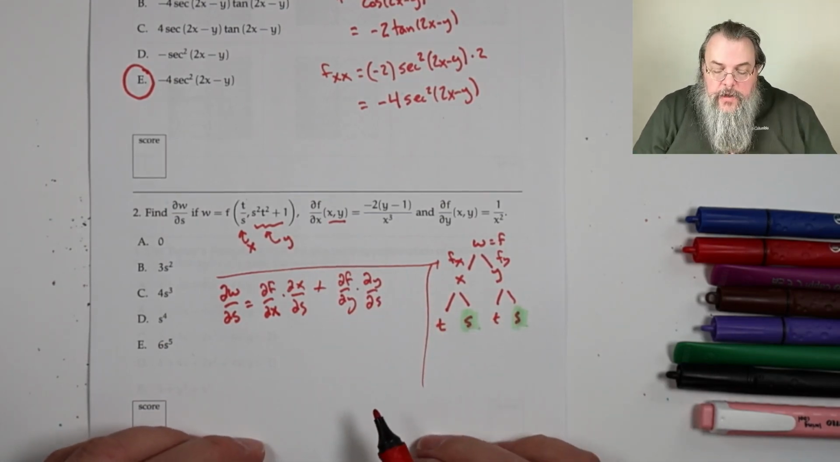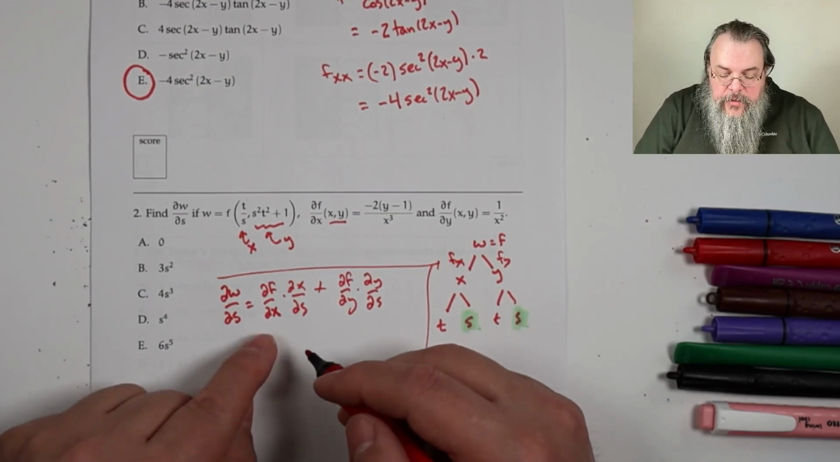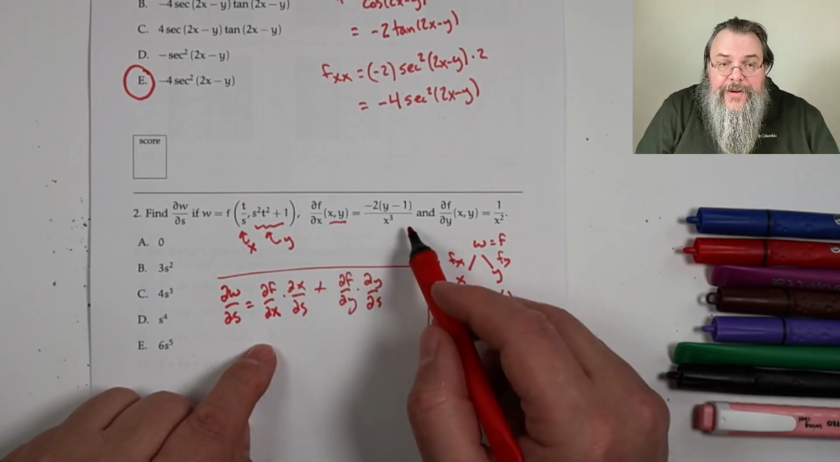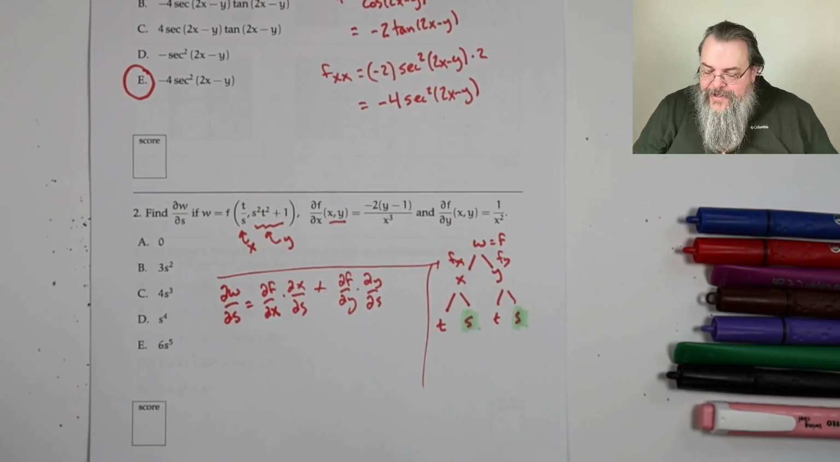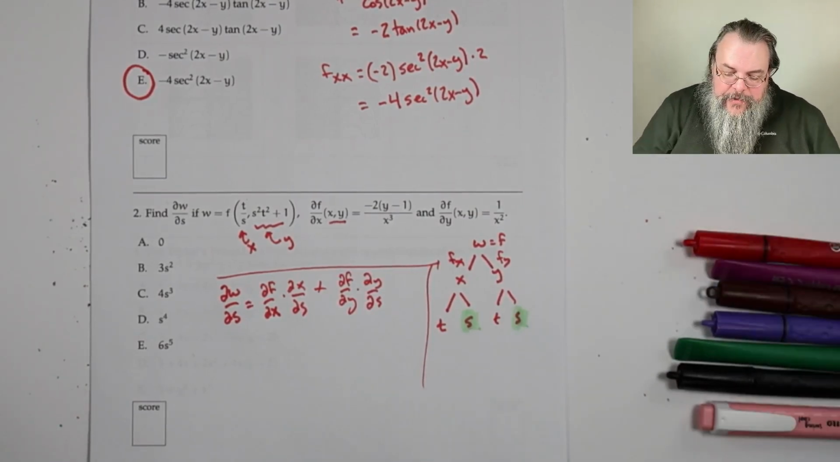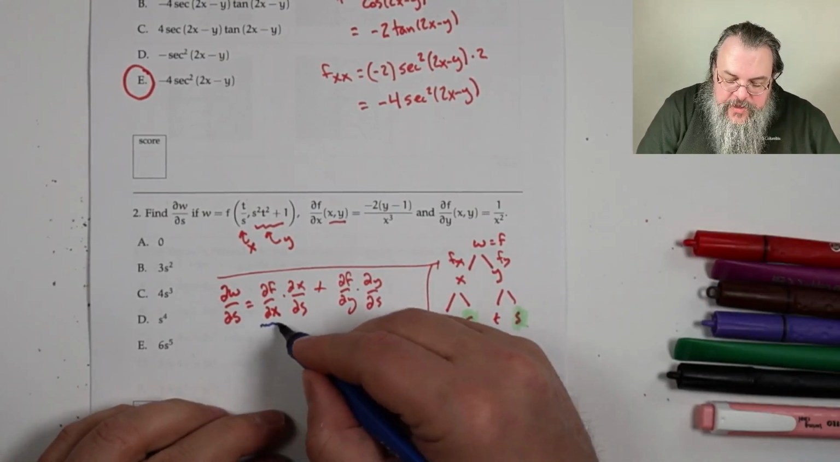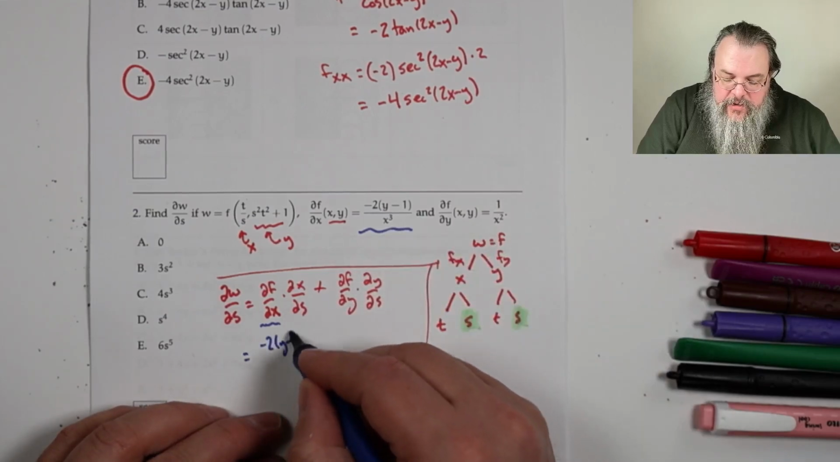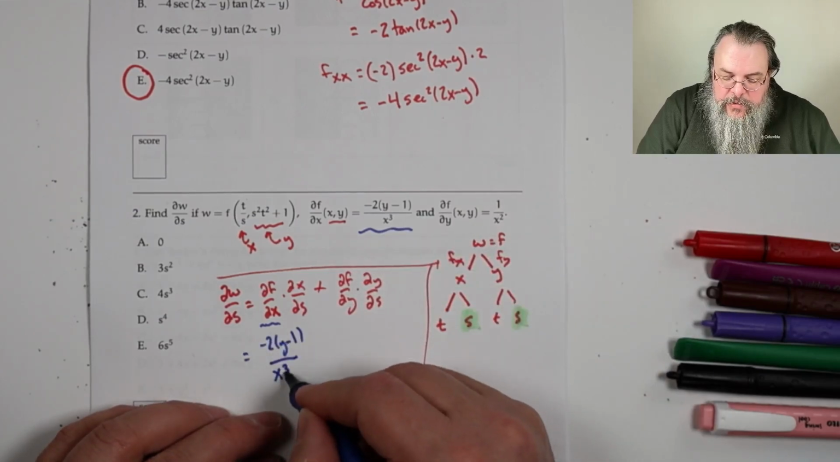Well, we're almost there. We say, all right, what is partial f, partial x? It's right there. Aha! Well, that's good. That'll make it easy for us to spot. So we have partial f, partial x is minus 2 times y minus 1 over x cubed.